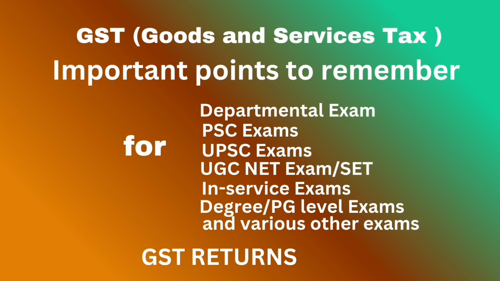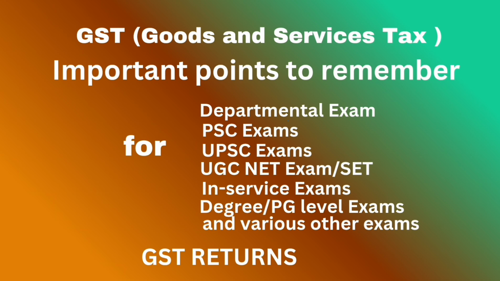Manner of exercising option in the case of QRMP scheme. Taxpayers can opt in for any quarter from the first day of the second month of the preceding quarter to the last day of the first month of the quarter for which the option is being exercised. I repeat, taxpayers can opt in for any quarter from the first day of the second month of the preceding quarter to the last day of the first month of the quarter for which the option is being exercised.